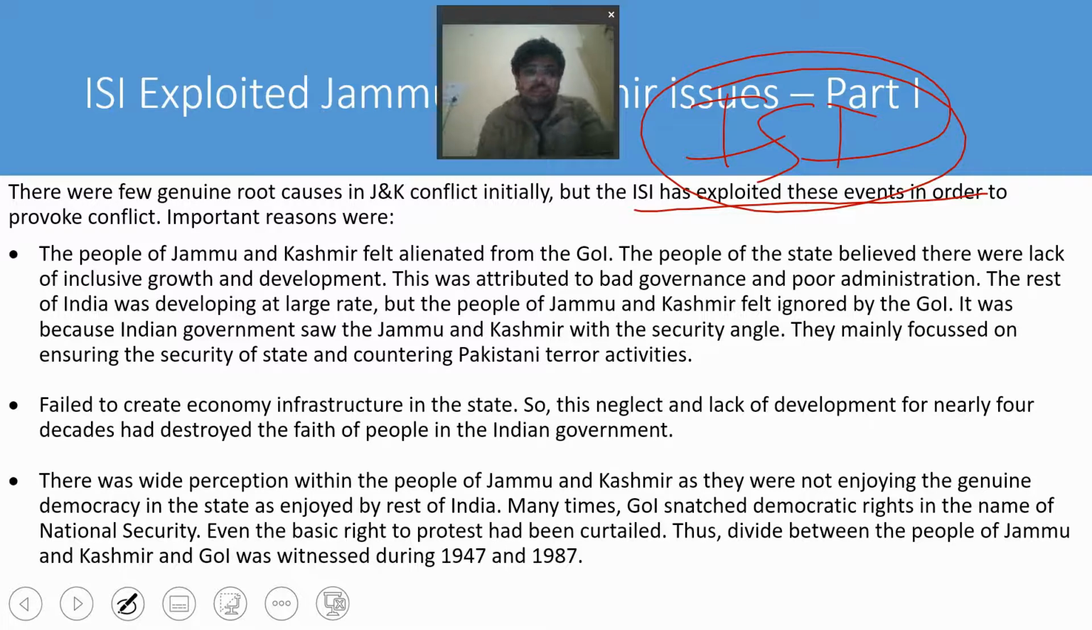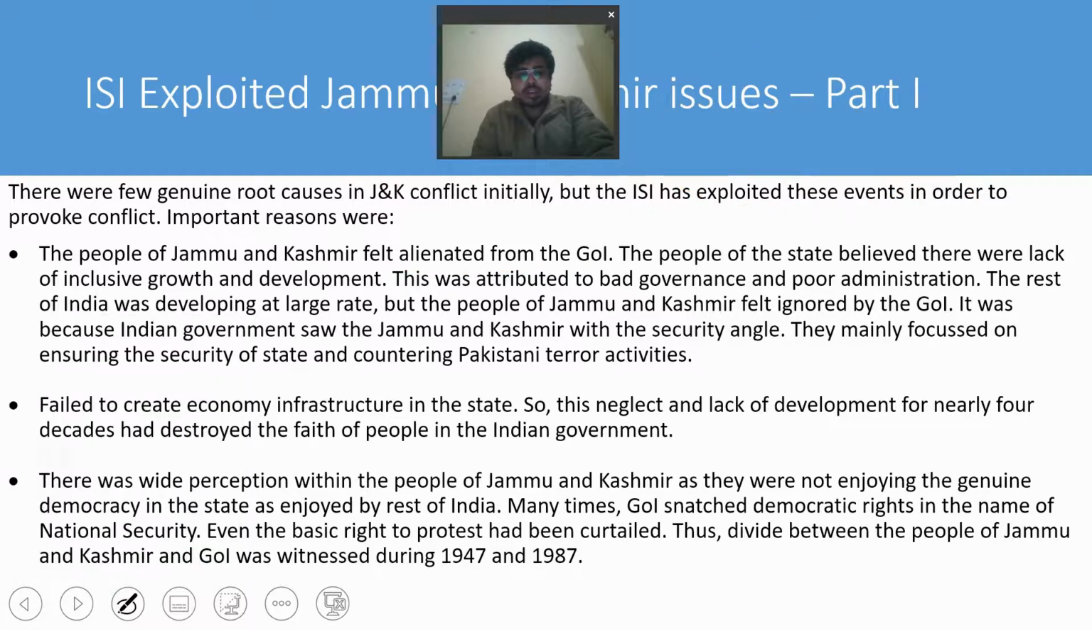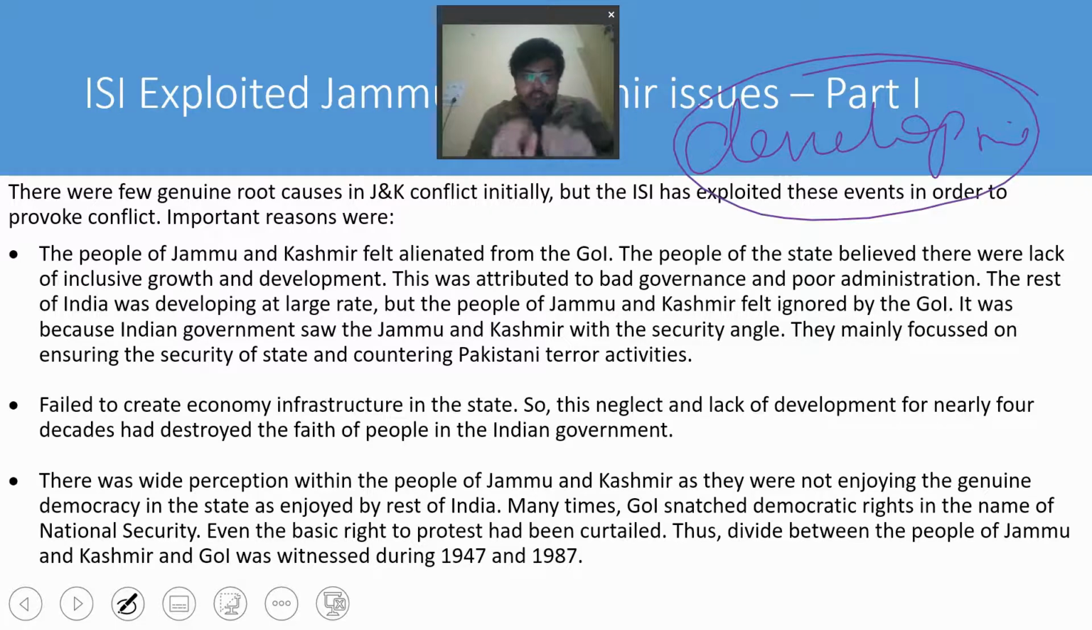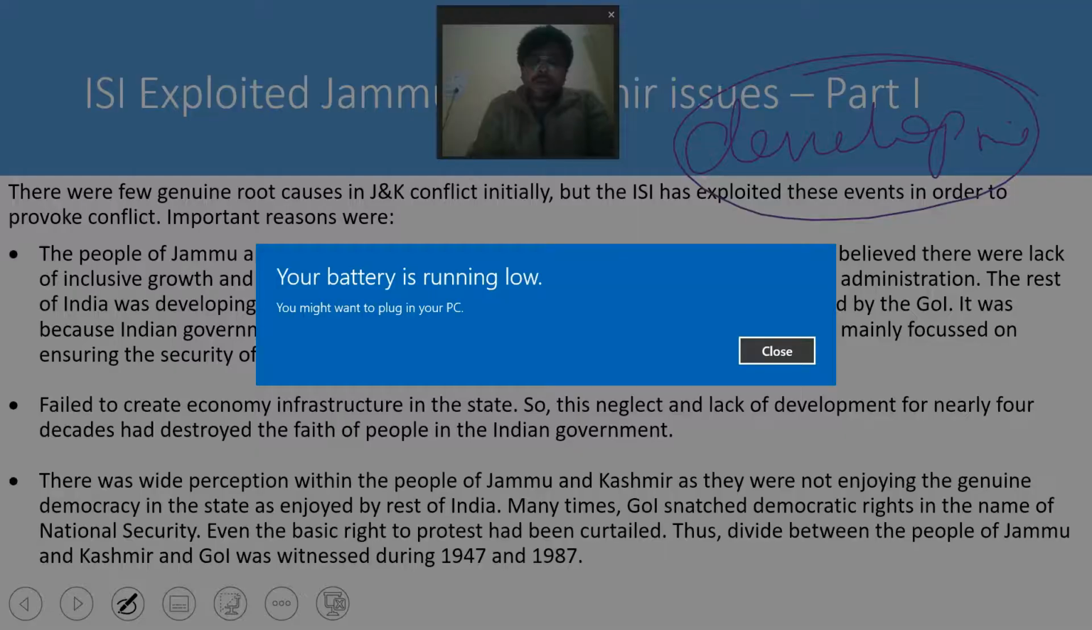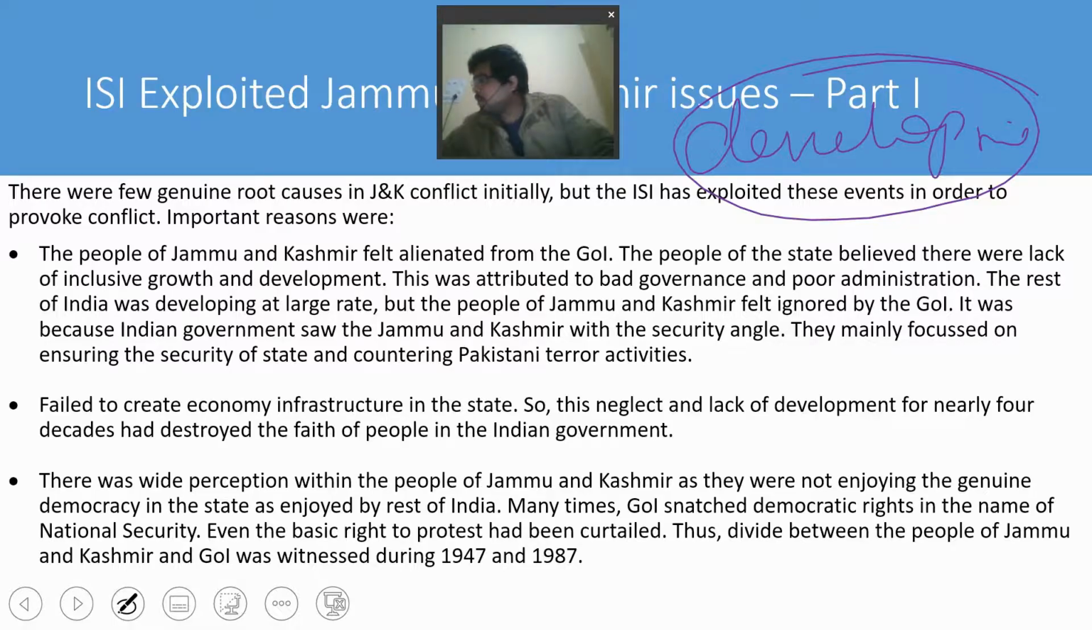So the people of Jammu and Kashmir felt alienated from the government of India. Here you will see where we failed. We failed in making development in that region. What happened actually? Our Indian government alienated them and stopped that kind of development in that region. So development was stopped for that region.